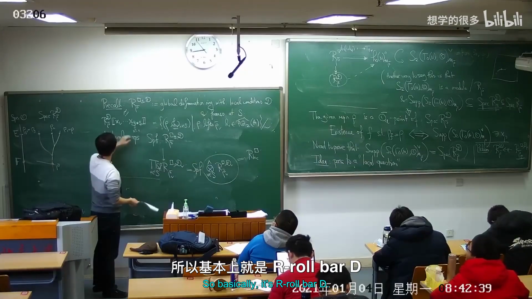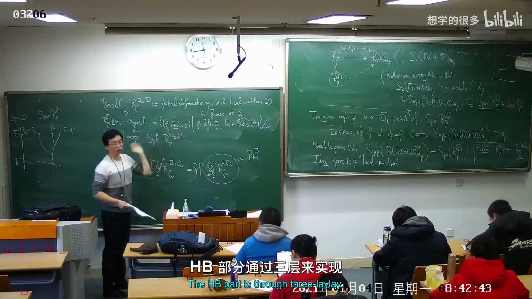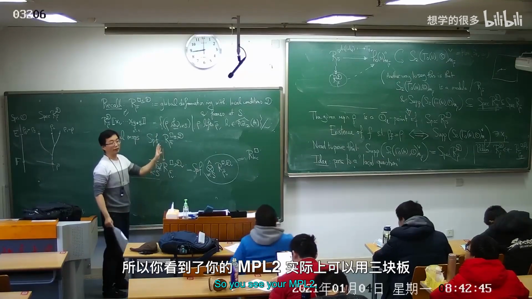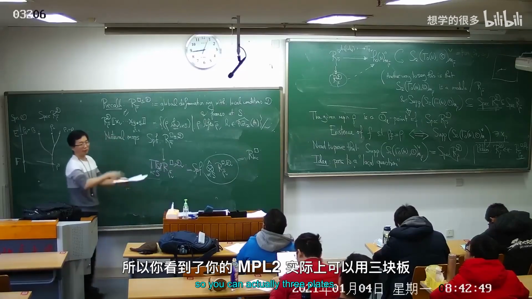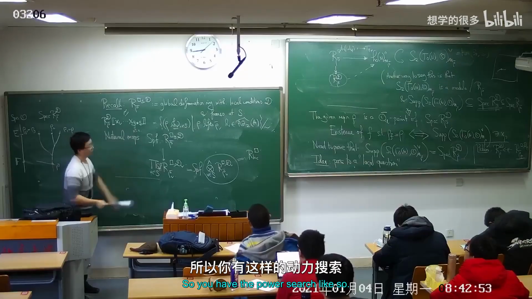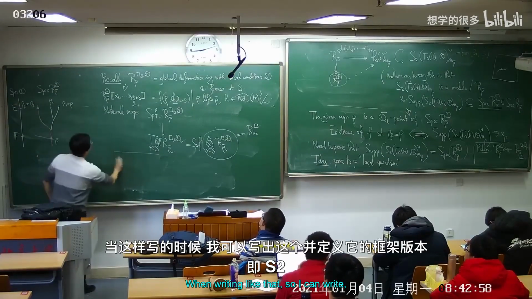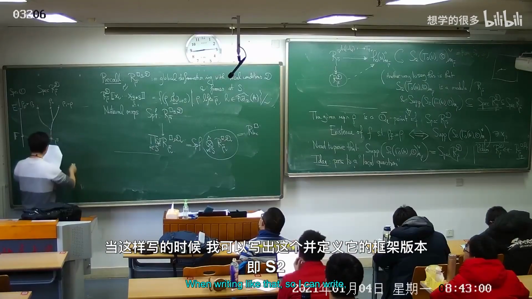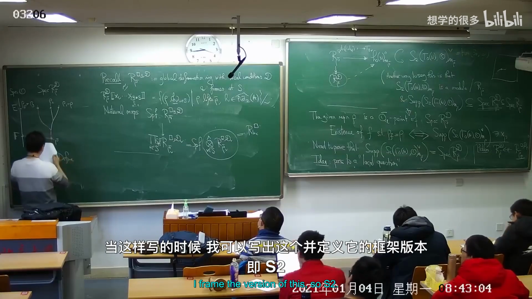So basically, this R rho bar D takes care of the rho part. The framing variables part you can take freely. So you're in PGL2, so you have essentially three places you can move freely. So you have a power series like so. When writing like that, I can define a framed version of this, S2.